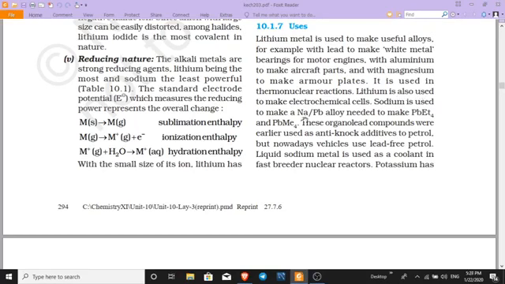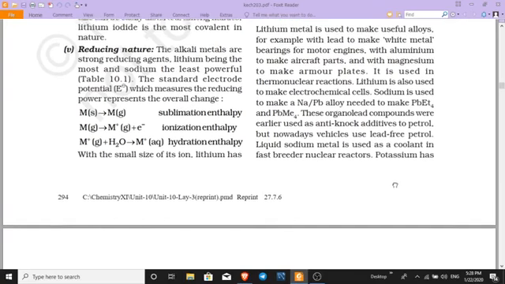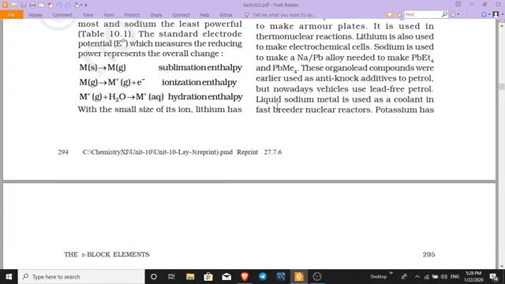Sodium is used to make sodium/Pb alloy. Pb means lead alloy needed to make PbEt4, where Et is simply ethyl, and PbMe4, where Me is methyl. These organolead compounds were earlier used as anti-knock additives to petrol, but nowadays vehicles use lead-free petrol as lead is very harmful. Liquid sodium metal is used as coolant in fast breeder nuclear reactors.